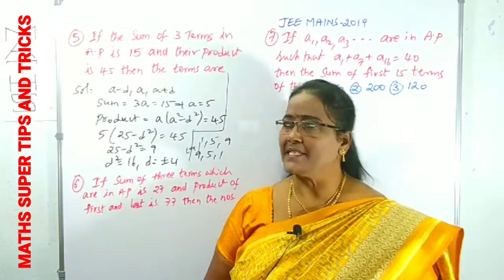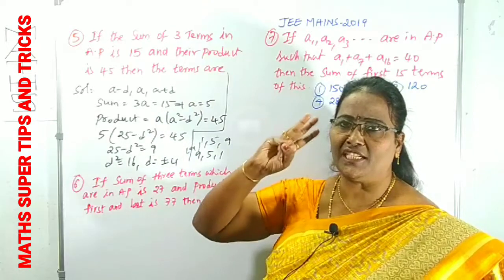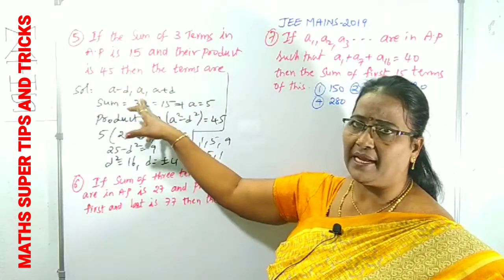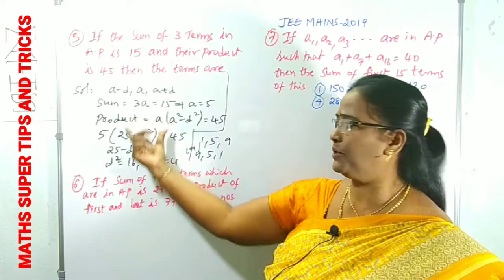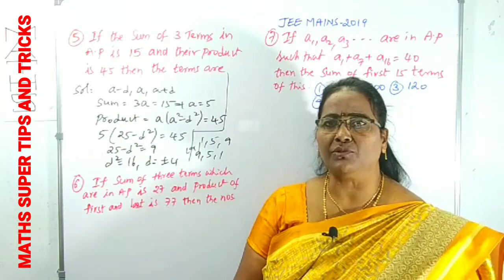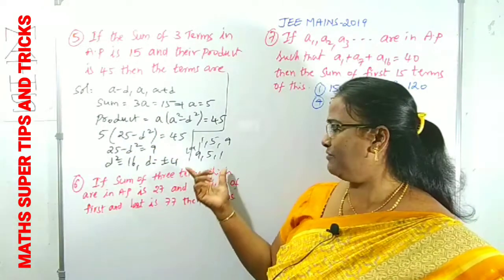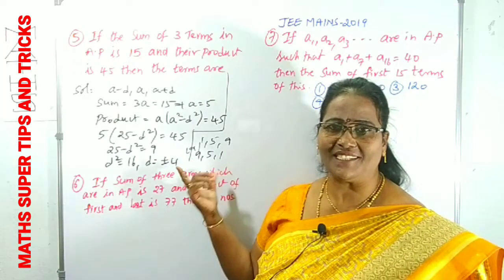That is simply about this question. We have to choose the 3 terms in AP as a minus d, a, a plus d, as the sum of them is given and the product of them is given. By using them we can find a and d, then we can find our required terms. That's it. Clear?